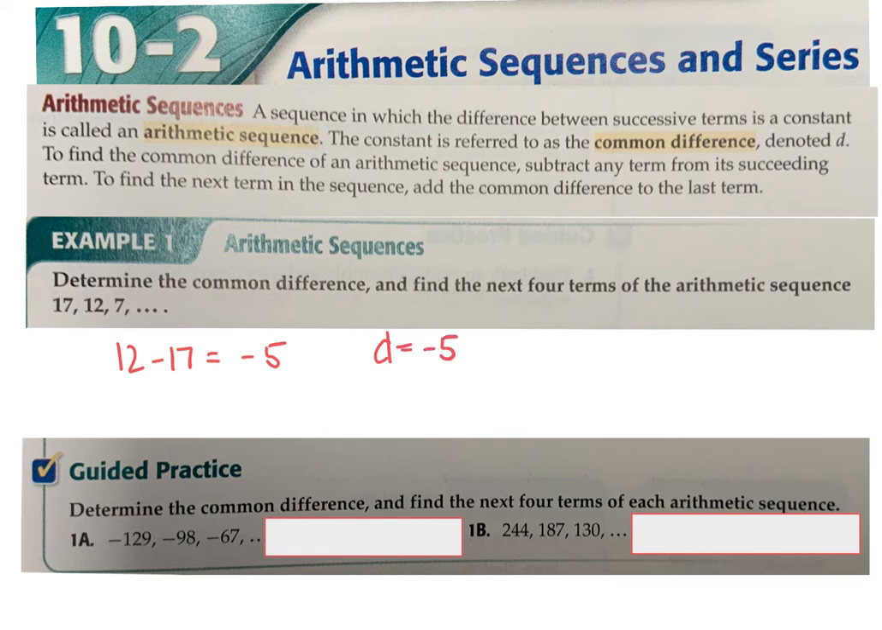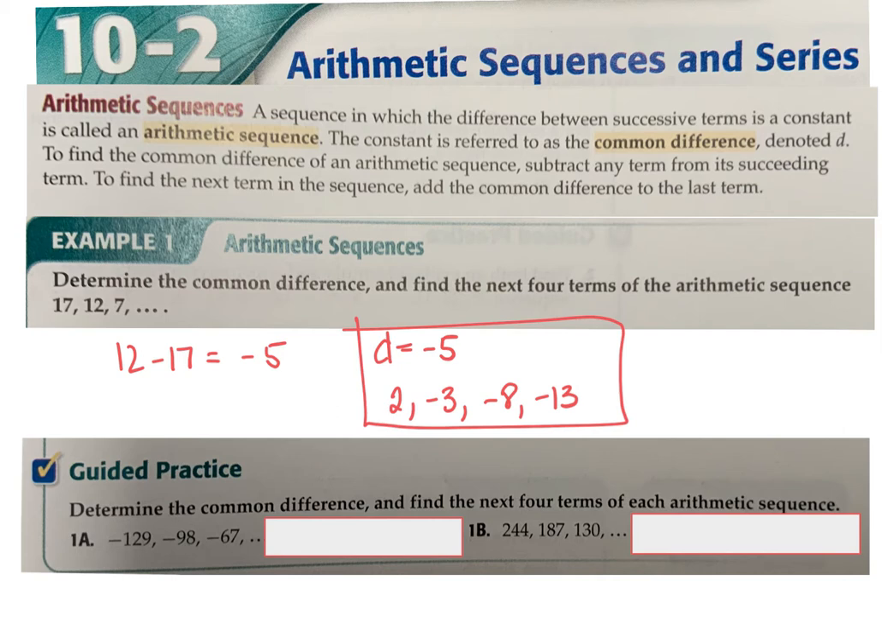And then for the next four terms, I would simply subtract 5. So I would say 2, then -3, then -8, then -13. Arithmetic sequence. Yes? So do guided practice 1.